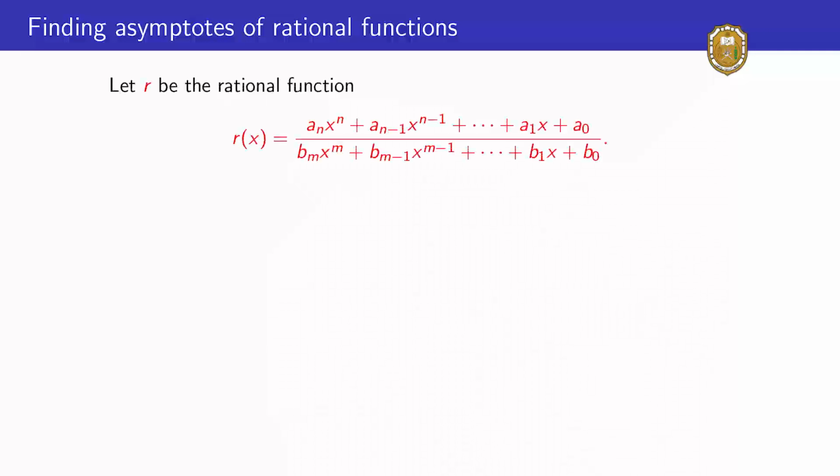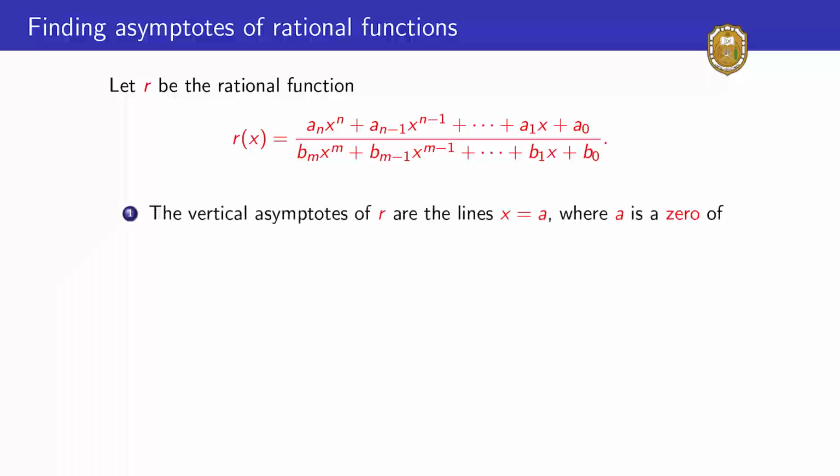Let R be the rational function indicated here. We have R(x) = p/q, where p is a polynomial of degree n and q is a polynomial of degree m. So p(x) = aₙxⁿ + aₙ₋₁xⁿ⁻¹ + ... + a₁x + a₀, and q(x) = bₘxᵐ + bₘ₋₁xᵐ⁻¹ + ... + b₁x + b₀.